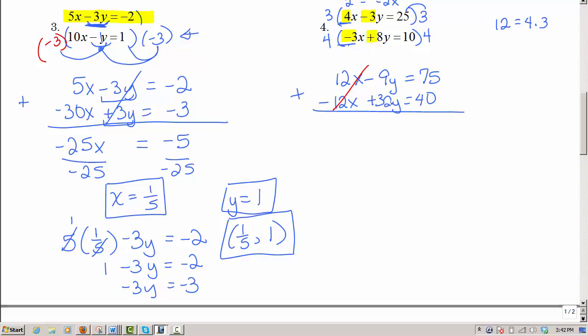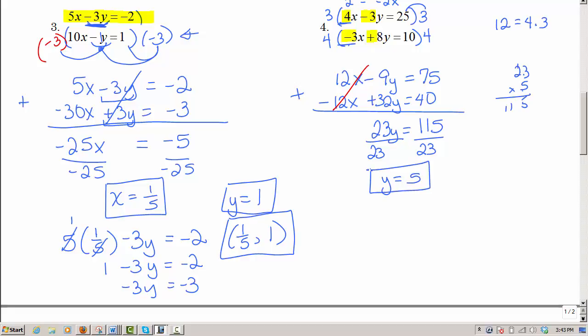So negative 9 plus 32, I think that's 23y. This is 115. Divide by 23. I sure hope that goes in there 5 times. Let's check. 23 times 5. Yay, it does. 5 times, evenly, no remainder.